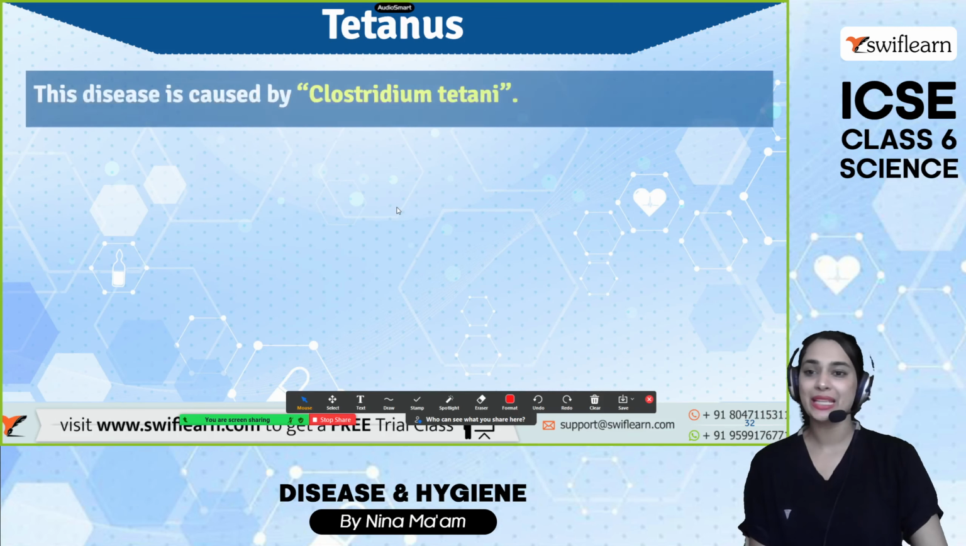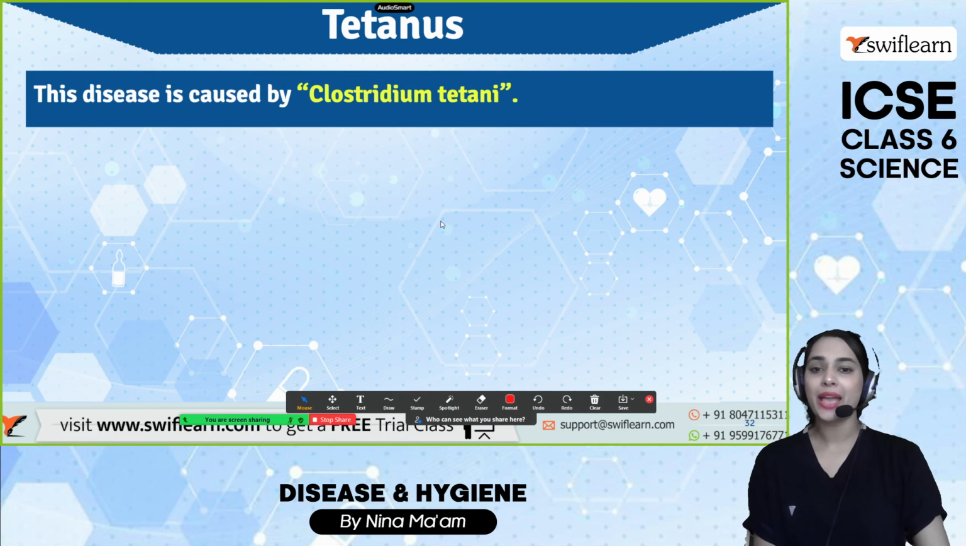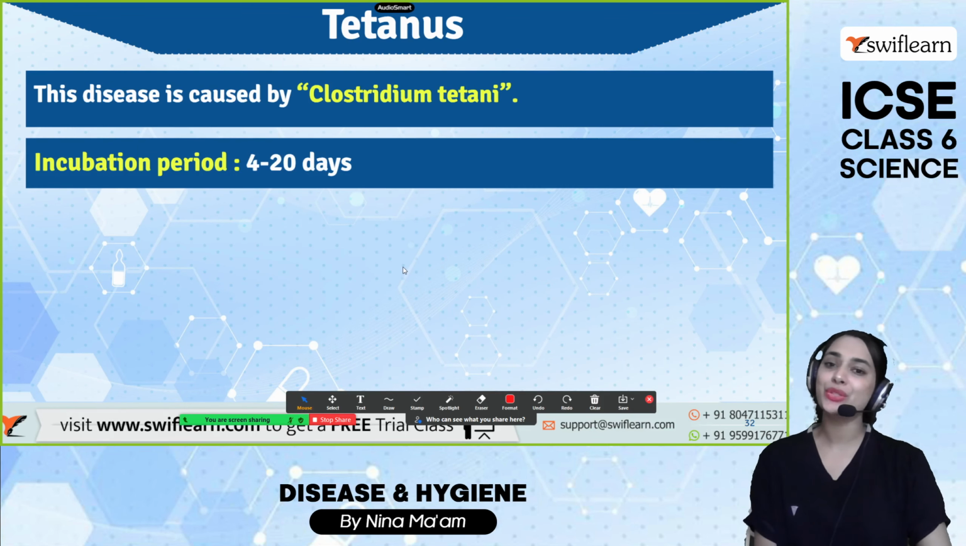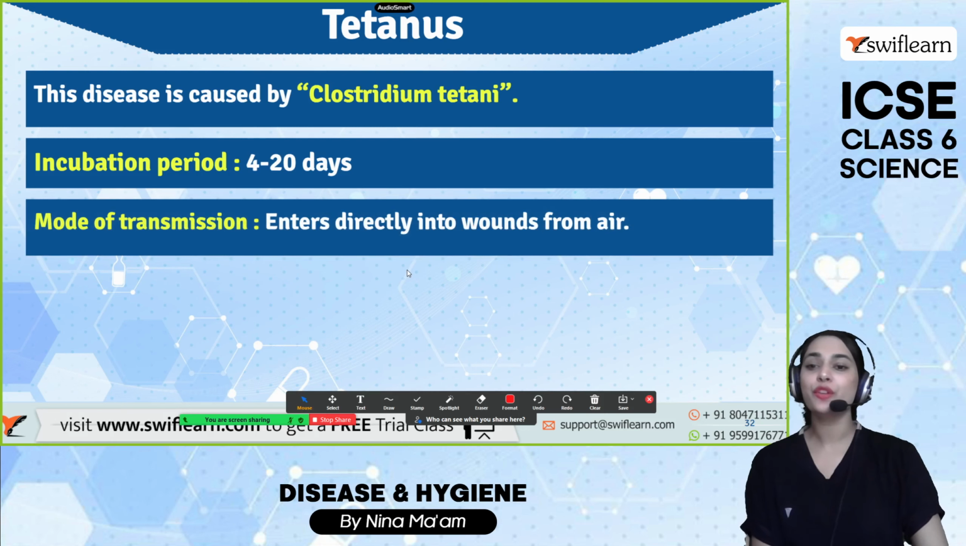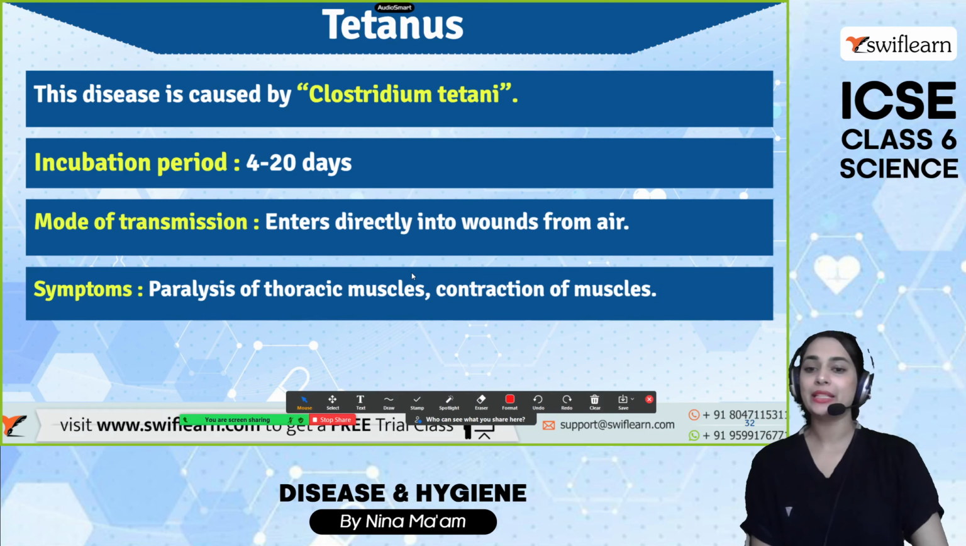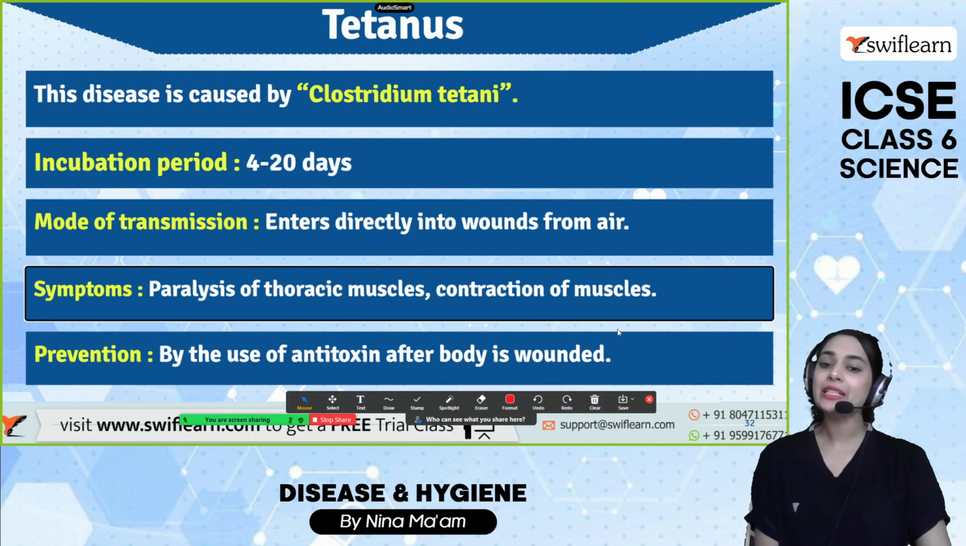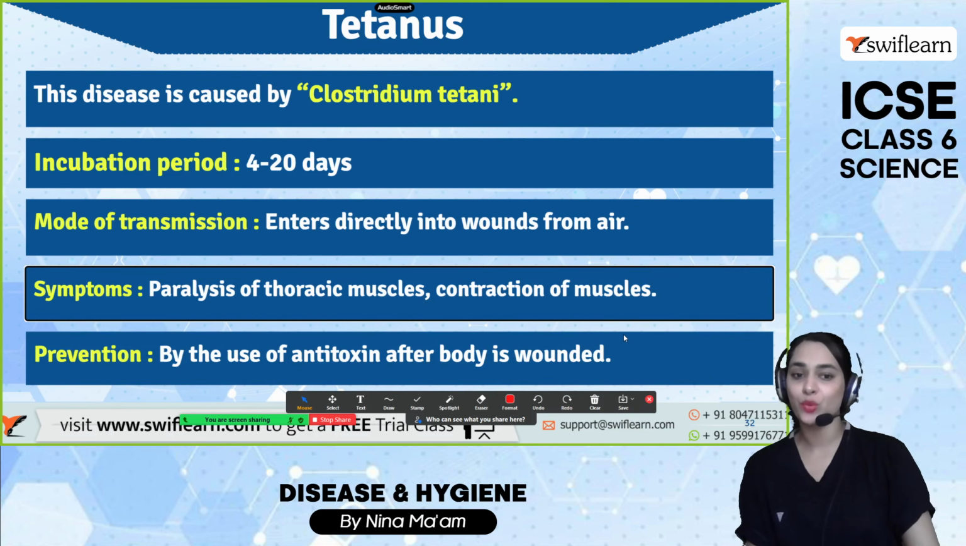Tetanus. The disease is caused by Clostridium tetani. The incubation period is 4 to 20 days. The mode of transmission is that it enters directly into wounds from the air. Symptoms are paralysis of the thoracic muscles and contraction of muscles. Prevention is by the use of antitoxin after the body is wounded.